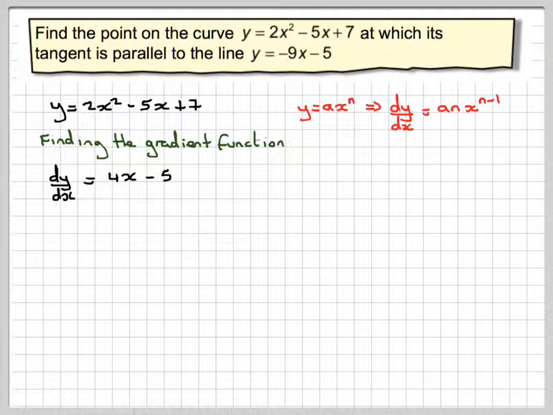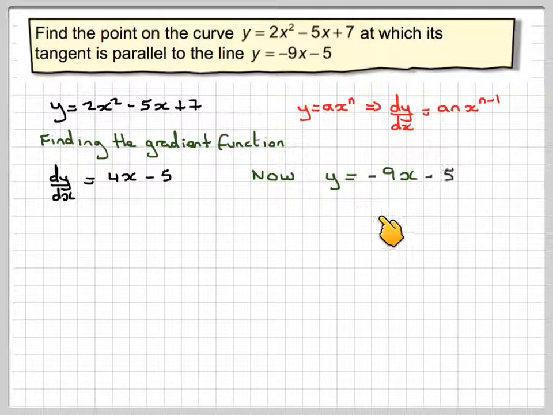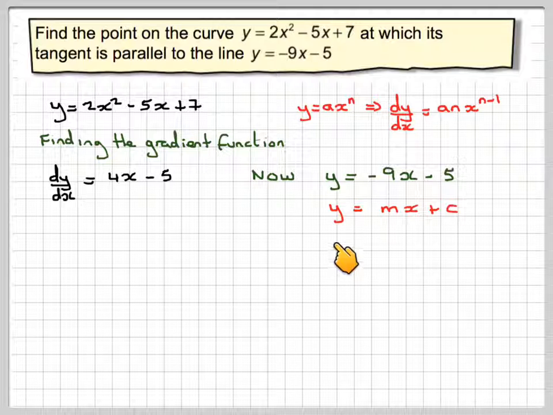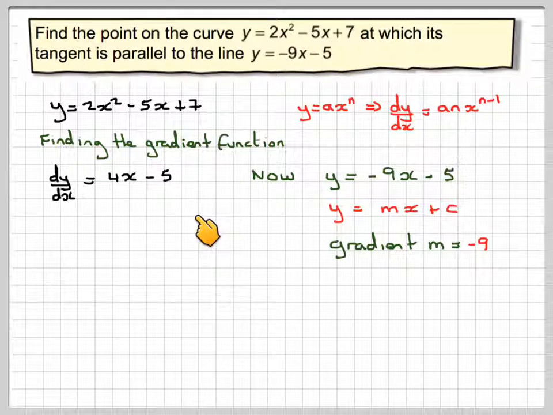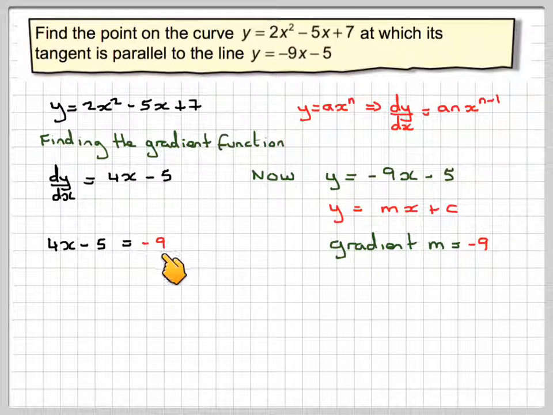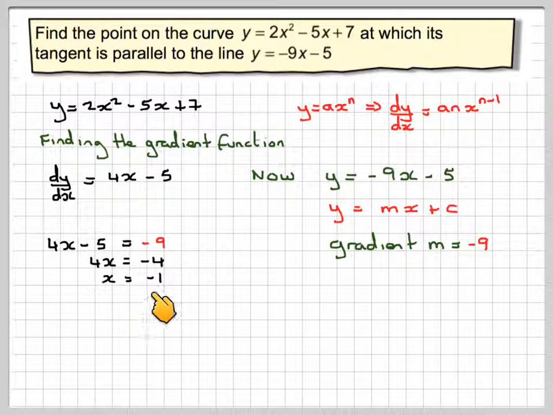Now if we take the line y is equal to minus 9x minus 5, from our IGCSE work we know that we can compare this with y is equal to mx plus c, therefore m will be equal to minus 9. We're not worried about the value of c for this, so we want to know where the gradient of this curve is equal to minus 9. So this is the gradient function, so I'm going to put 4x minus 5 equal to minus 9 and solve it. Taking 5 over, so you have to add 5, we're going to get 4x is equal to minus 4, x is equal to minus 1.